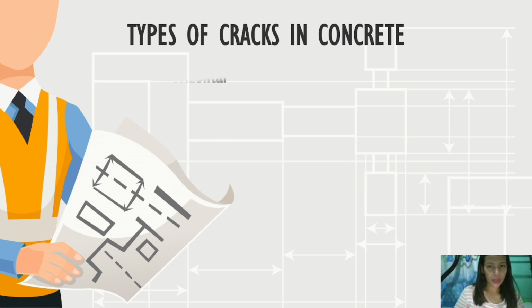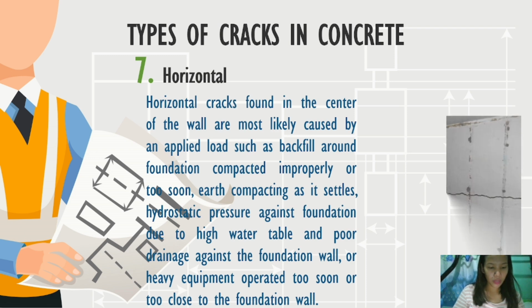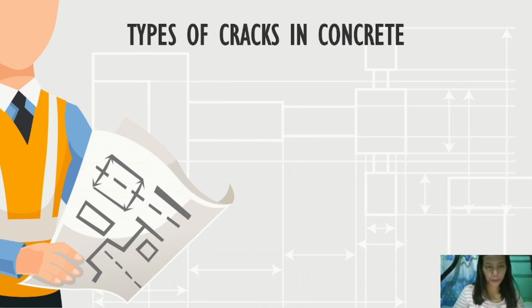So the next type is the horizontal. Horizontal cracks found in the center of the wall are most likely caused by an applied load such as backfill around the foundation compacted improperly or too soon, earth compacting as it settles, hydrostatic pressure against the foundation due to a high water table and poor drainage against the foundation wall, or heavy equipment operated too soon or too close to the foundation wall. Horizontal cracks found high up on the wall are most likely caused by frost damage.